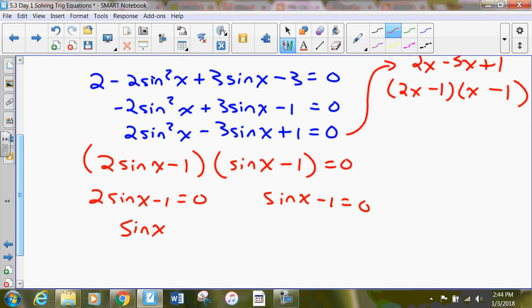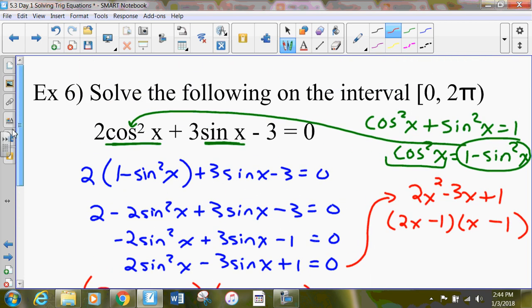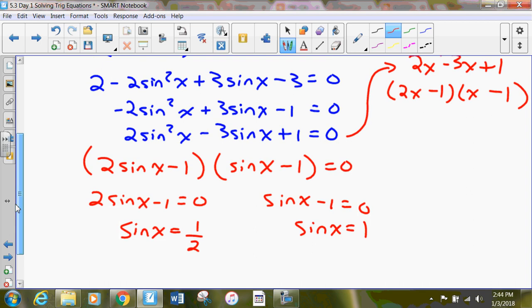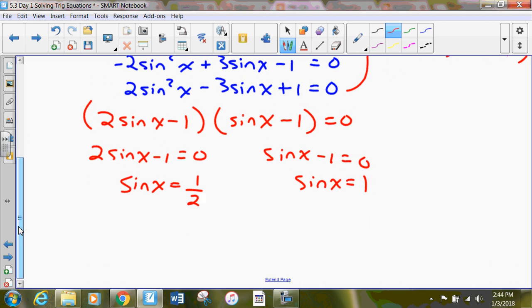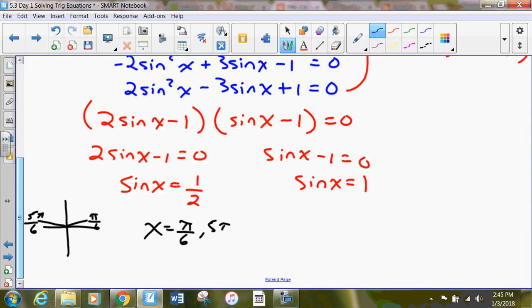And I'm going to solve. And I'm hoping that I have a parameter, that I'm in an interval. Yay! Because it's so much easier. Because it's basically saying, what angle has a sine of 1/2? And we know that pi over 6 has a sine of 1/2. What else? Sine is positive in the second quadrant, and that is 5 pi over 6. So those are my answers here, pi over 6 and 5 pi over 6.